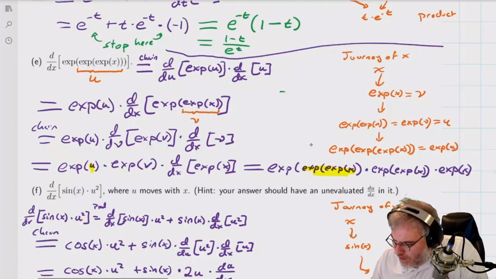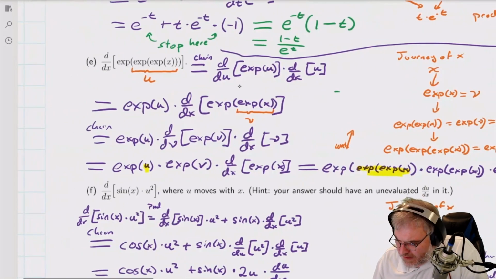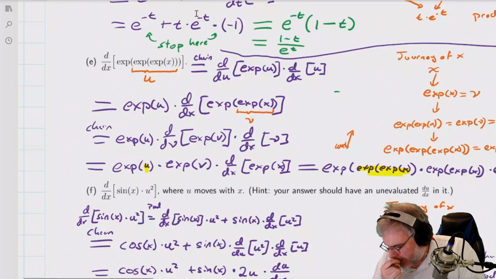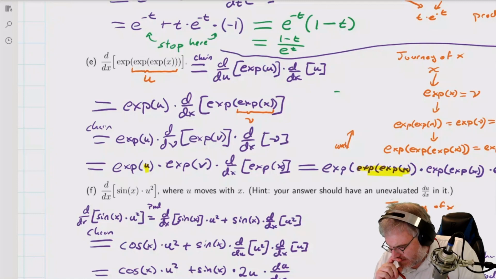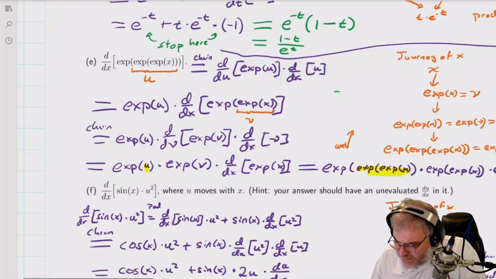And the way I'm going to work, again, is this way. I'm going to work going up. I start at the outside and I go inside. So here's what's going to happen. I'm going to call this whole thing u, and I'm going to take the derivative with respect to u of exp of u times the derivative of u with respect to x. And when I do that, I have an exp of u, and then I get d over dx of exp of x. And I'm going to call this inner one v.